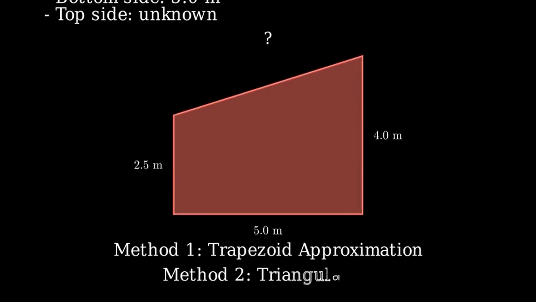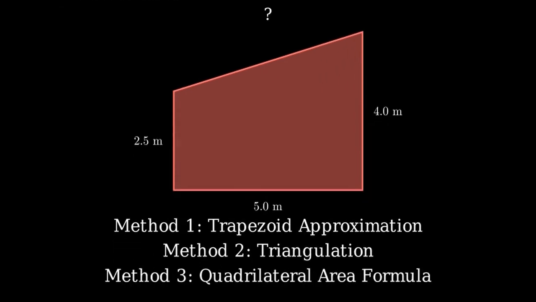Another approach is to divide the quadrilateral into two triangles and find the sum of their areas. A third method is to use the formula for the area of a quadrilateral when the lengths of all four sides and one diagonal are known. Let's start with the trapezoid approximation, since it's the most straightforward given our measurements.